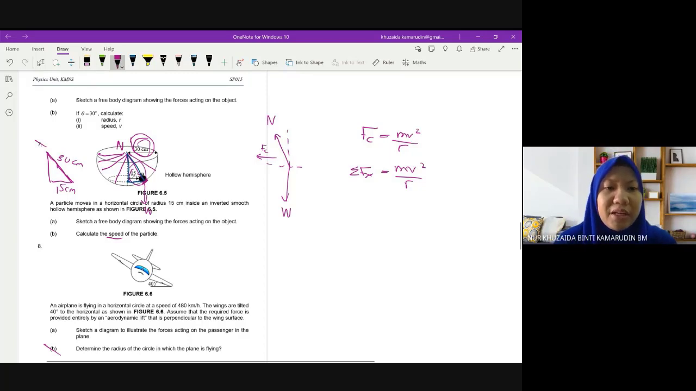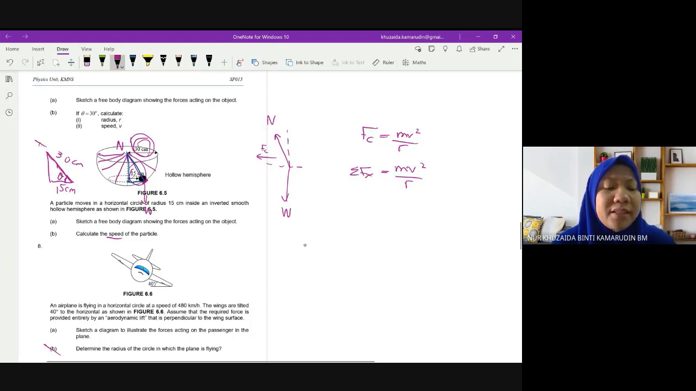You kena ingat balik, radius ni adalah jejari, maksudnya jarak daripada center pergi ke surface of the sphere. Kalau circle daripada circumference ke center. So dekat mana pun kedudukan bola ni, jaraknya daripada surface pergi ke center is 30 cm, is the radius. So you have 30 cm over here. Right, so now kita nak cari angle dekat sini, the theta over here.